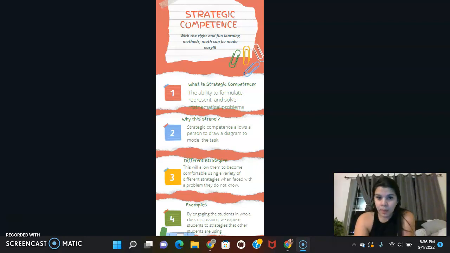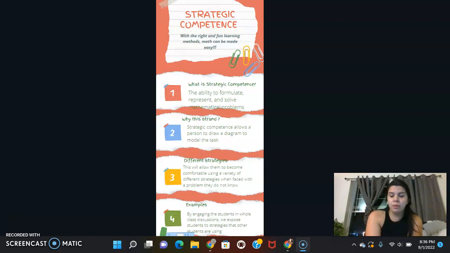Why this strand? As I said, strategic competence allows a person to draw a diagram to model the task. As most kids do, they need something visual. They need representation for understanding. And that happens to me, mainly with word problems. I have to break it down. Like in the iPhone problem that we made this week, first I did it only with math, and then I was like, no, no, no. I had to also do a timeline to have a visual representation and assure my answer.